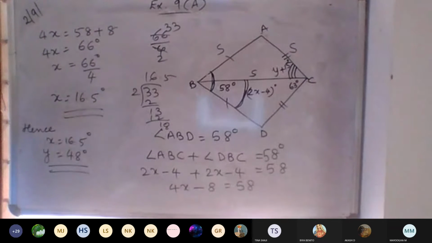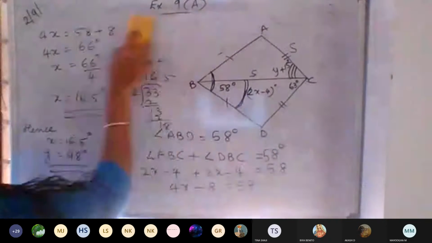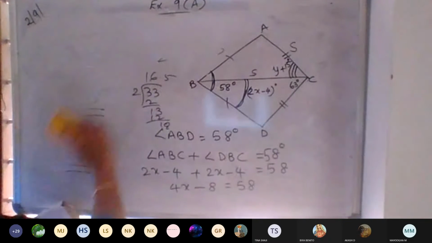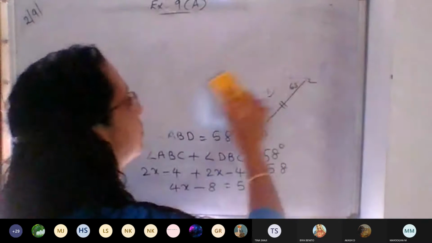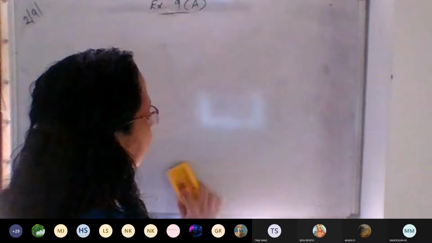In a triangle ABC, AB is equal to AC. Show that altitude AD is median also. What is altitude? What is median? No idea. Yes, ma'am.